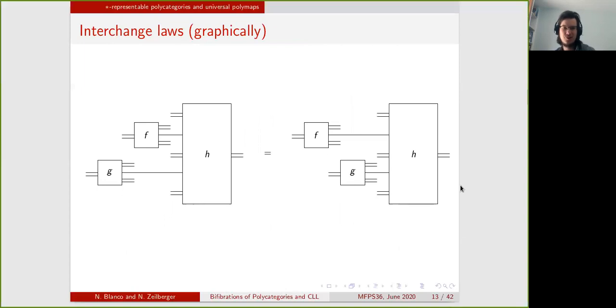Finally, the interchange law says that taking a polymap H, if I want to compose it with two polymaps F and G along two different inputs of H, then it shouldn't matter in which order I'm doing it. So I can start by plugging F and then G, or the other way around. And of course, there is something similar for outputs.